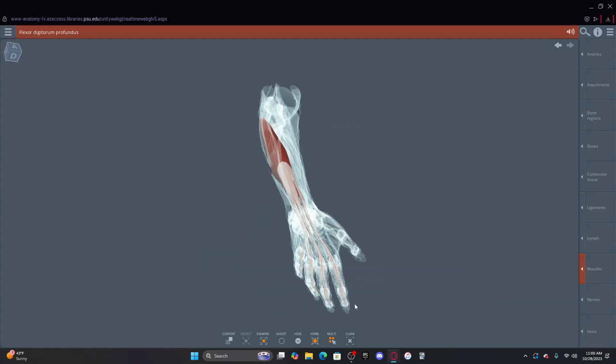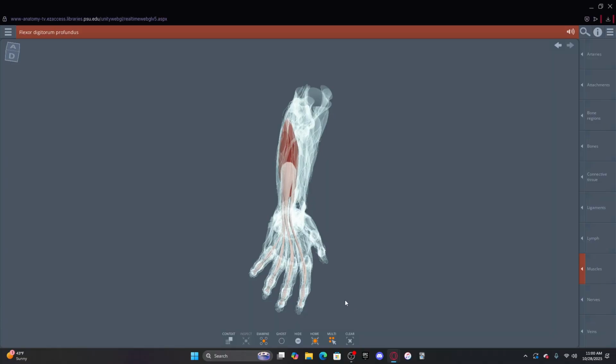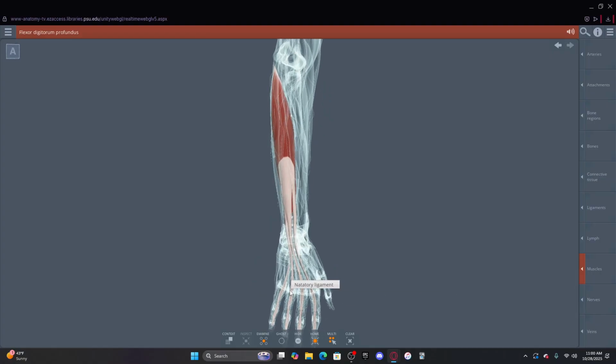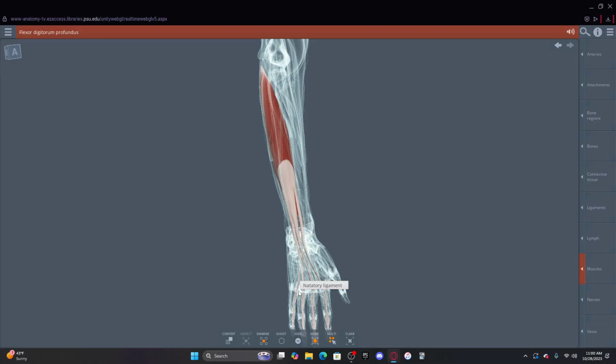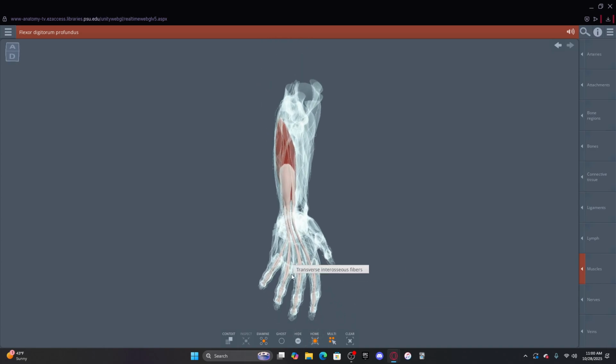And it's going to the distal interphalangeal joint, right? So we can see it going all the way there. It's going all the way from the forearm to digits 2 through 5, and it's going to be flexing the wrist and digits 2 through 5. Similarly with superficialis, but they're going to be flexing at different points.